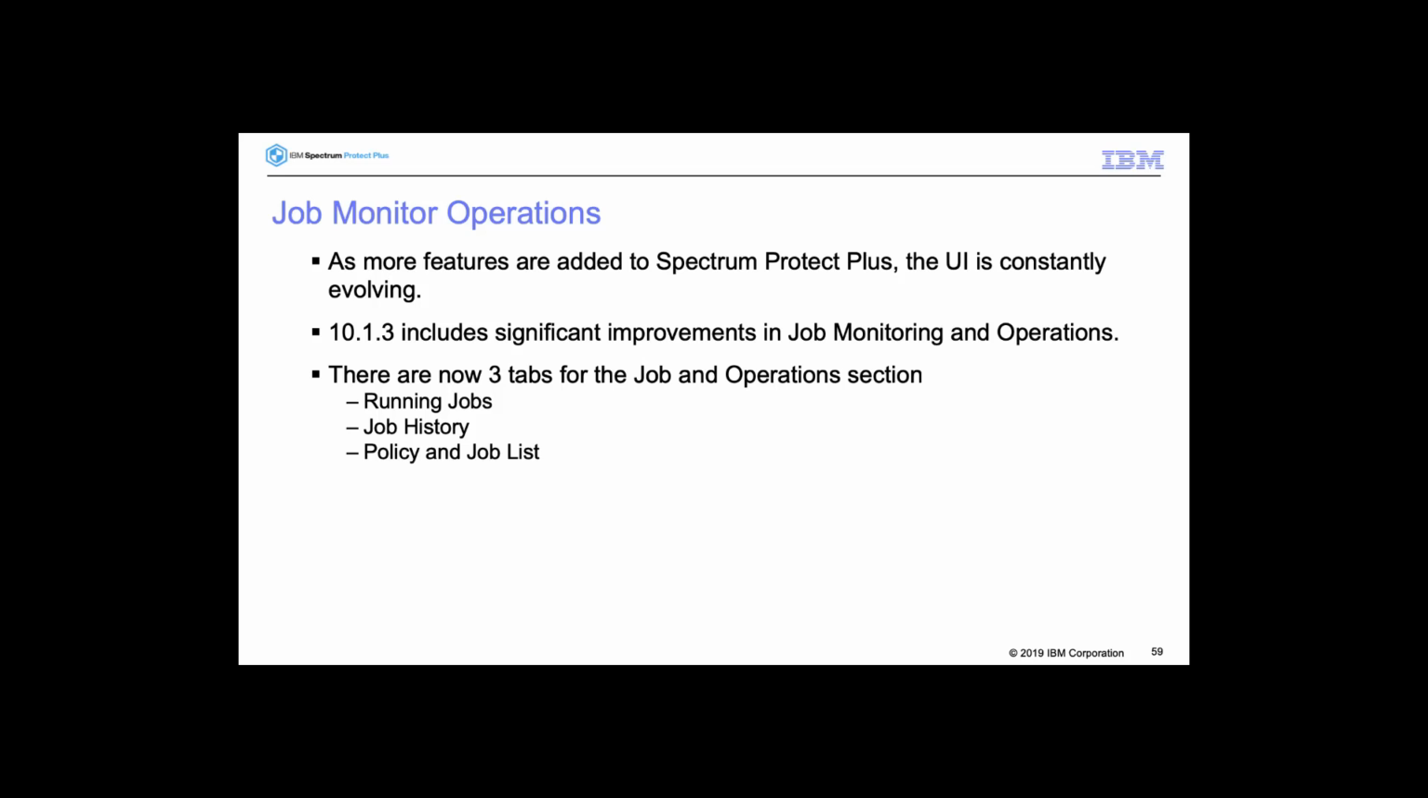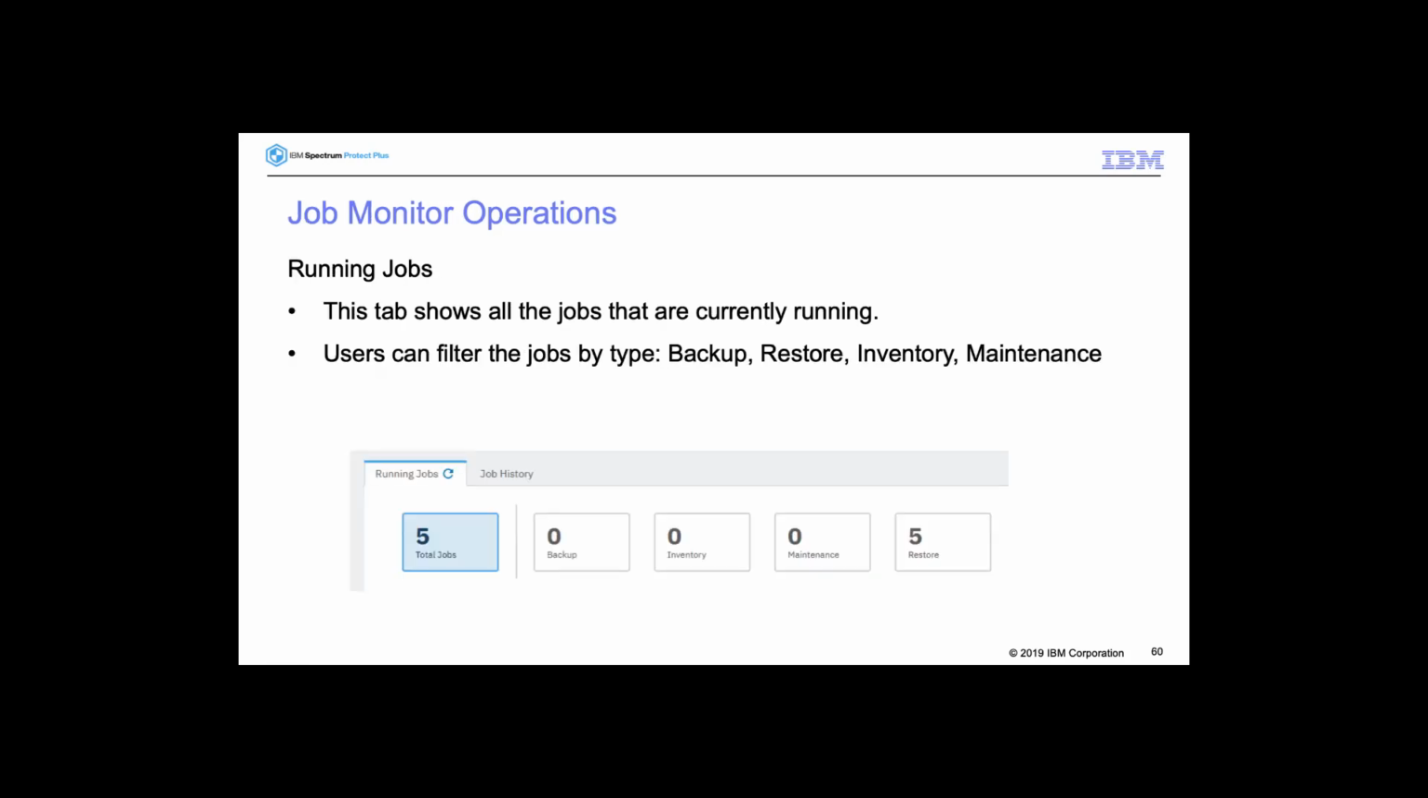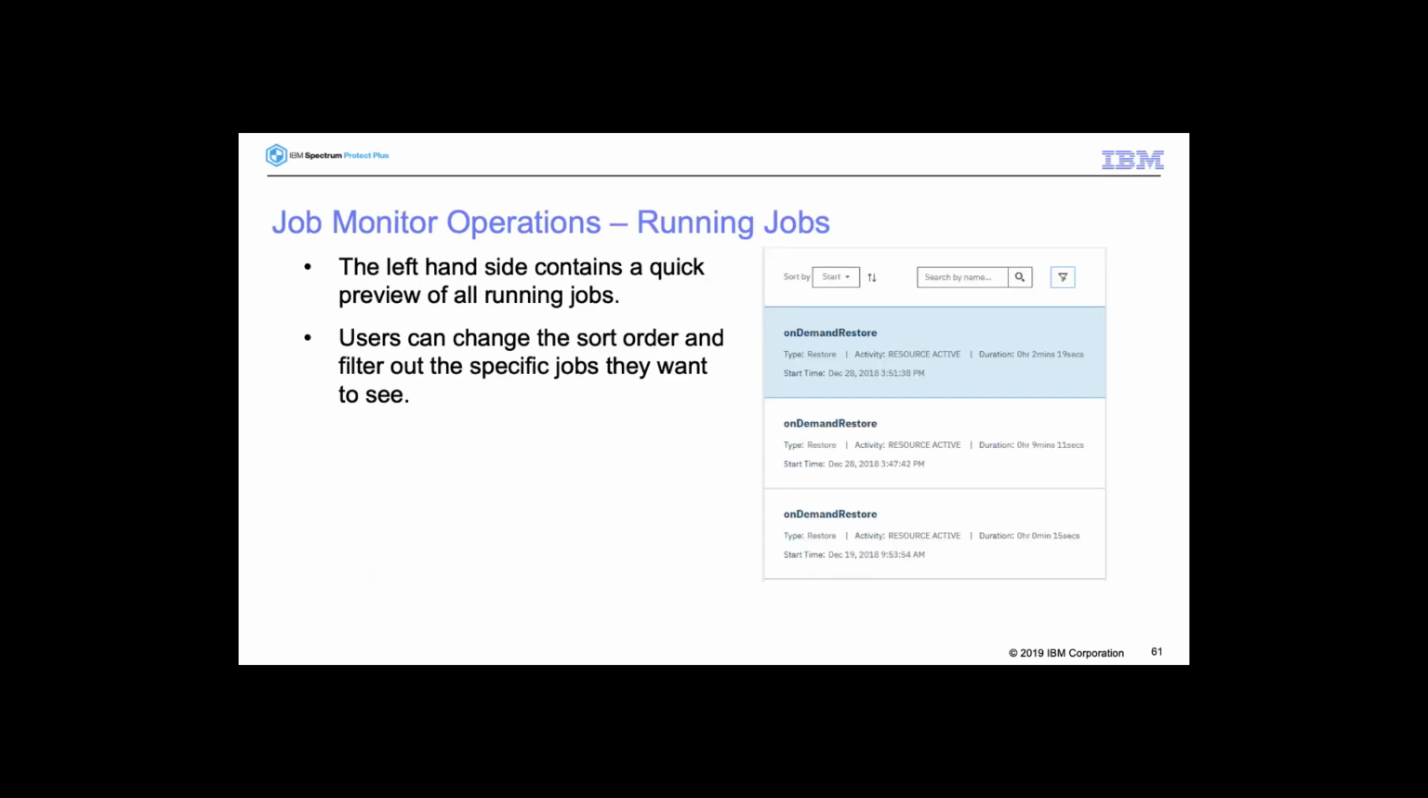We've now enhanced the jobs and operations section to where there are 3 tabs on it as opposed to 1. Basically, it makes it easy to find the running jobs and the job history. This policy and job list tab is going to be pretty much the same as what you're used to using in version 10.1.2. Running jobs shows the jobs that are currently running. And you can filter by backup, restore, inventory, or maintenance.